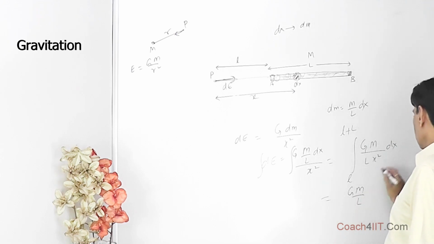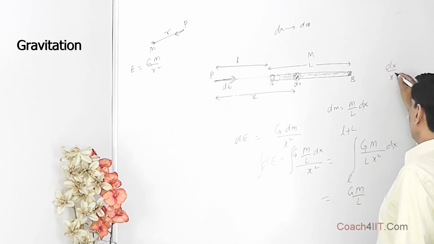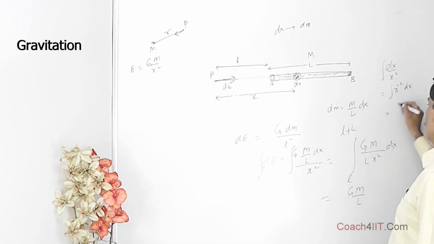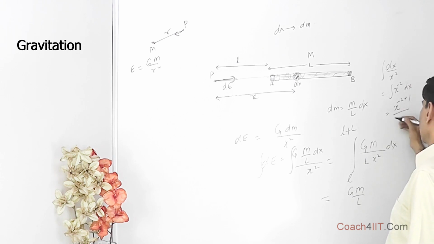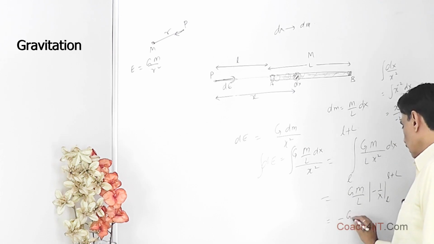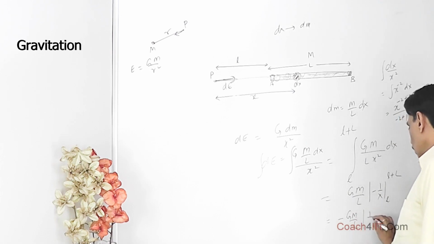So the integral of dx by x square is x raised to minus 2 dx, and we know we raise the power by 1, minus 2 plus 1, and the increased power comes in the denominator. That is very basic integration. So this comes out to be x raised to minus 1 over minus 1, so it comes out to minus 1 by x. Limits go from l to l plus capital L, which comes out to be minus GM by L into 1 by x, l to l plus L.